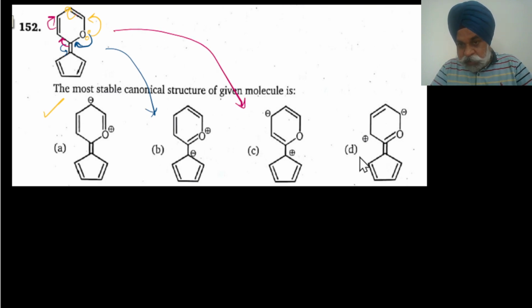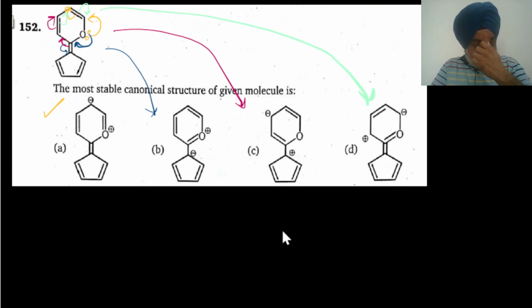And the fourth one they have shown, let me show it with the green marker. So this goes here and this goes here. So in that sense, this is the last resonating structure. Out of all these resonating structures, we have to pick which is the best one, which is the most stable one.